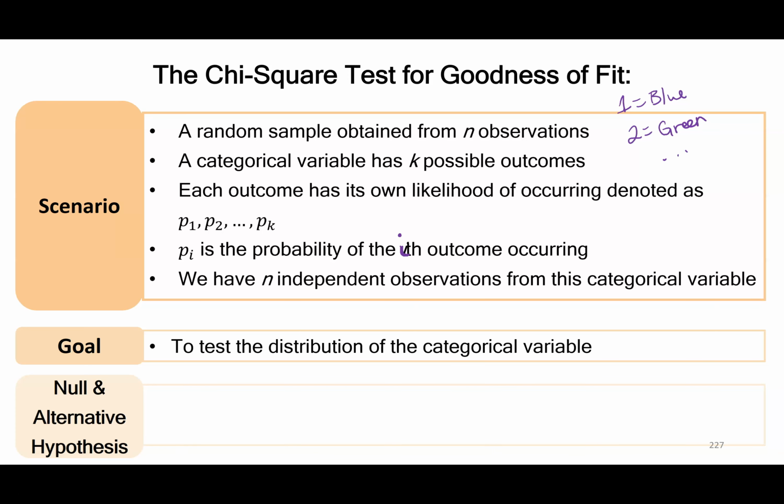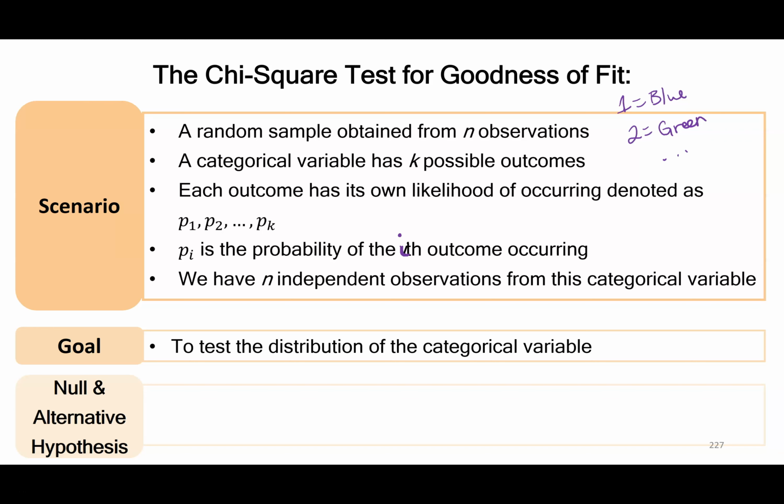Our goal is going to be to test the claimed distribution of the categorical variable. So we're no longer testing just one group. We're testing all groups. We have 6 colors here. We want to test the distribution of the 6 colors all at once. Is this distribution of colors that's claimed, those 6 proportions they give us, from Mars accurate, or is it off?